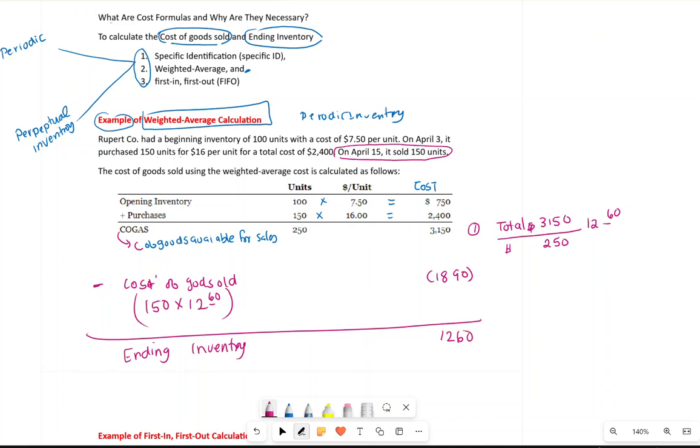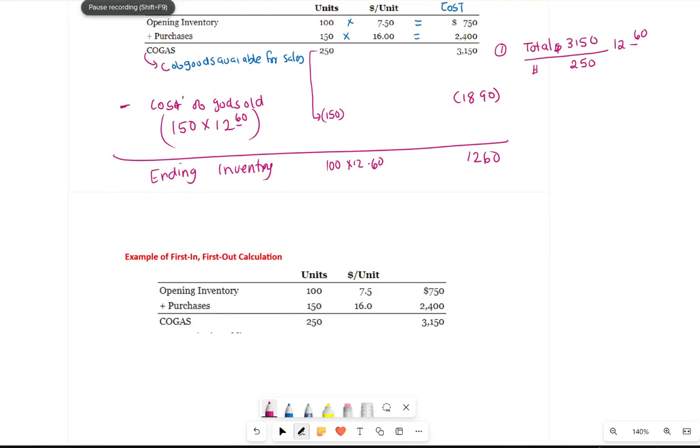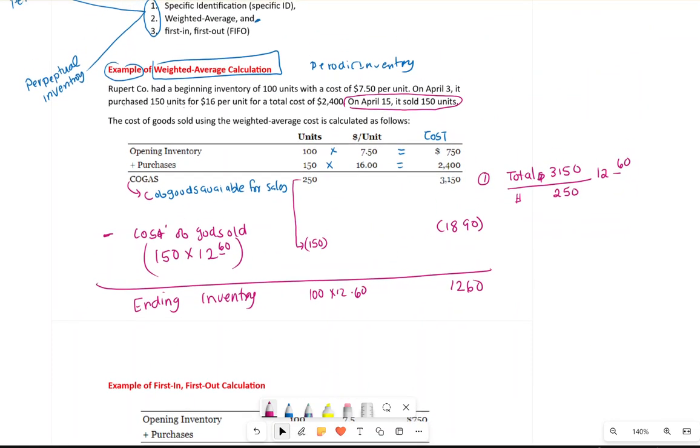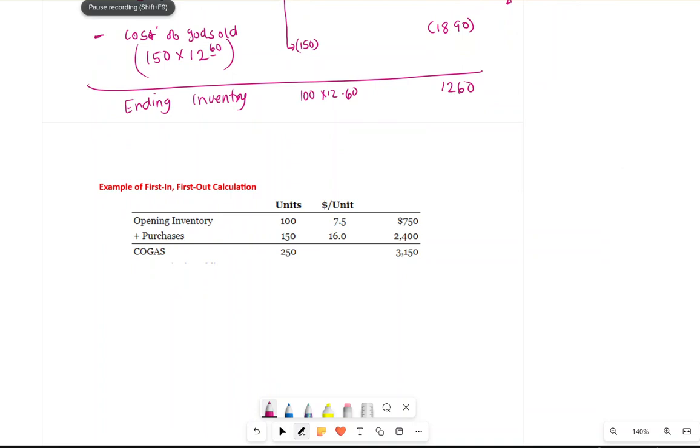And if I had 250 units, and now I sold 150 units, I have 100 units left, and the cost of each unit will be $12.60. So this is the weighted average method to calculate the cost of goods sold and the ending inventory.